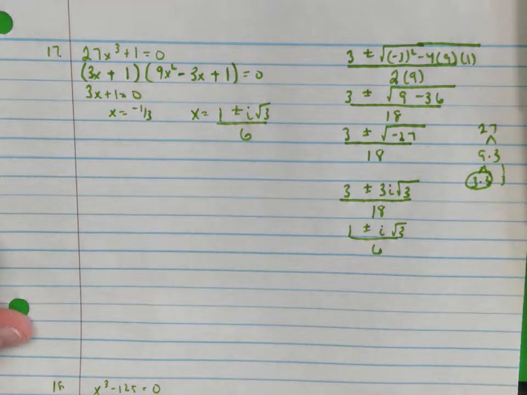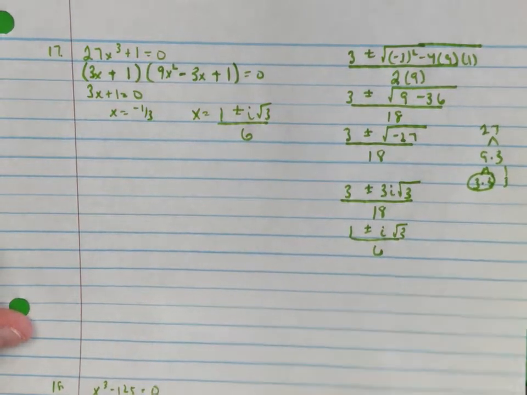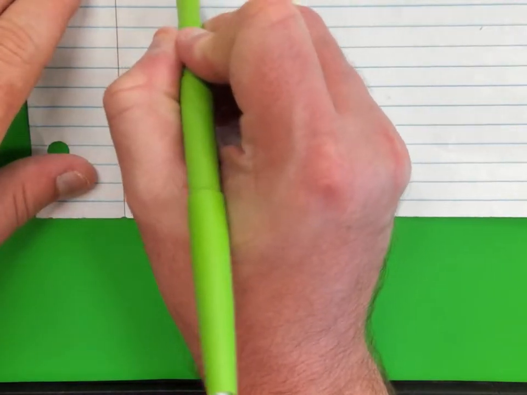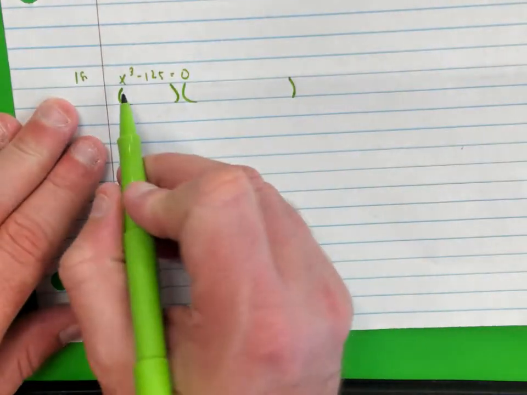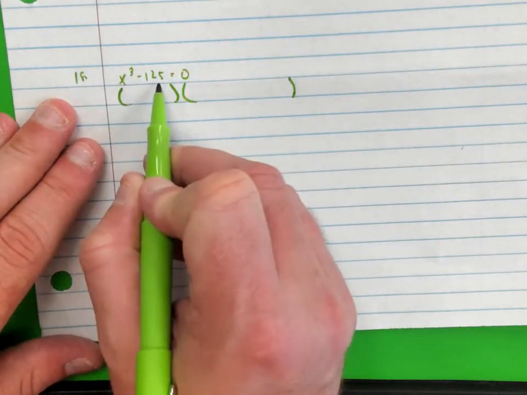If you were to do 27x cubed and then subtract the 1, it's going to get real messy. All right, number 18. A binomial and a trinomial. These are both perfect cubes.